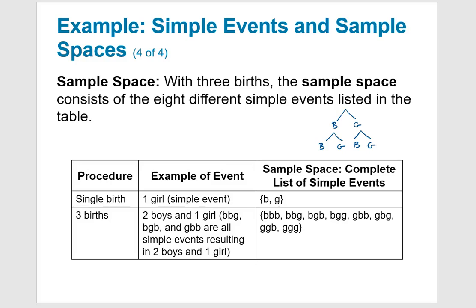You could have a girl and then a girl. So that will list, when you go down the tree and those branches, you can list out all the possibilities of ways that could happen. A lot of people just write them down.